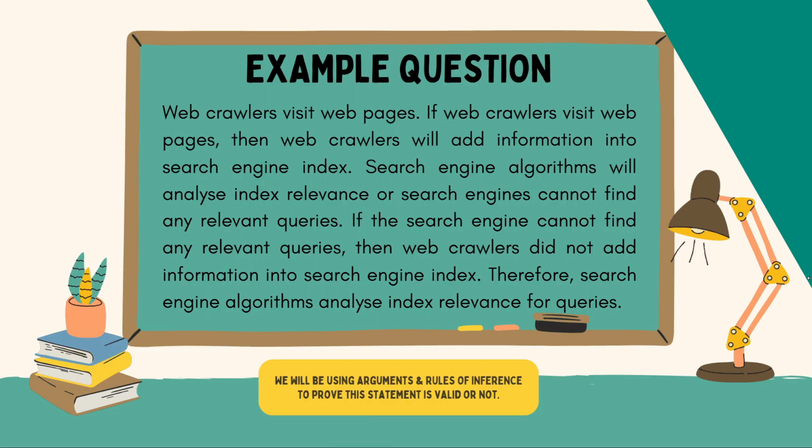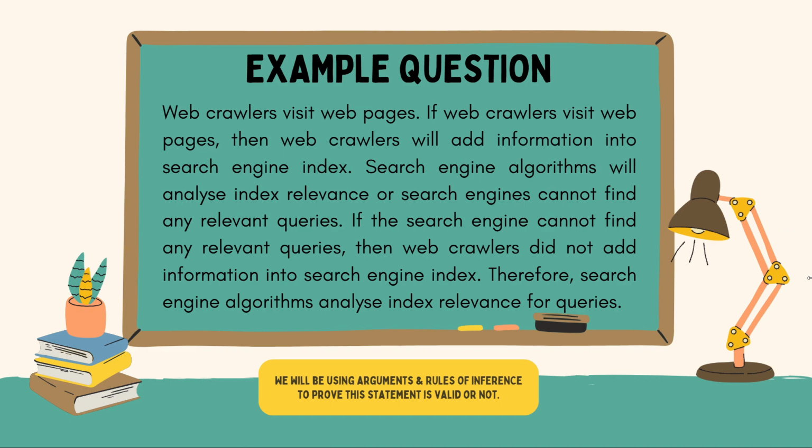For the example, we have a statement: web crawlers visit web page. If web crawlers visit web page, then web crawlers will add information into search engine index. Search engine algorithm will analyze index relevant, or search engine cannot find any relevant queries. If the search engine cannot find any relevant queries, then web crawlers did not add information into search engine index. Therefore, search engine algorithm analyzes index relevant for queries. From this question, we will use arguments and rules of inference to prove whether this statement is valid or not.